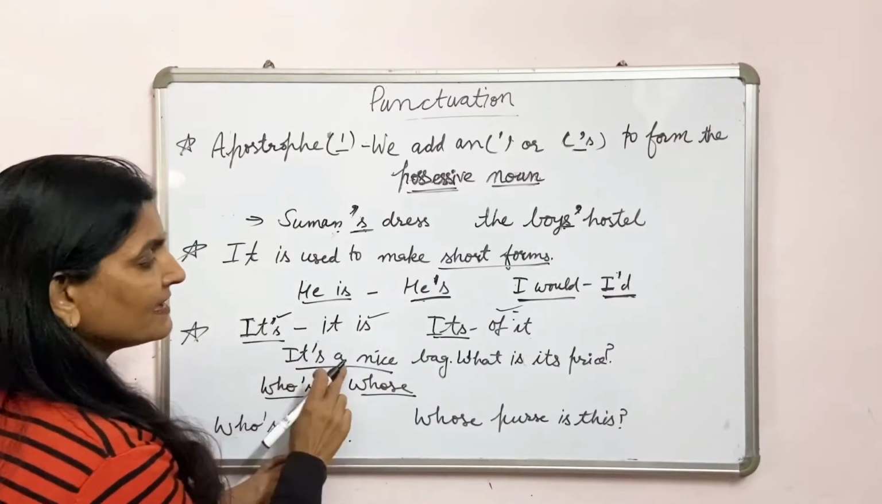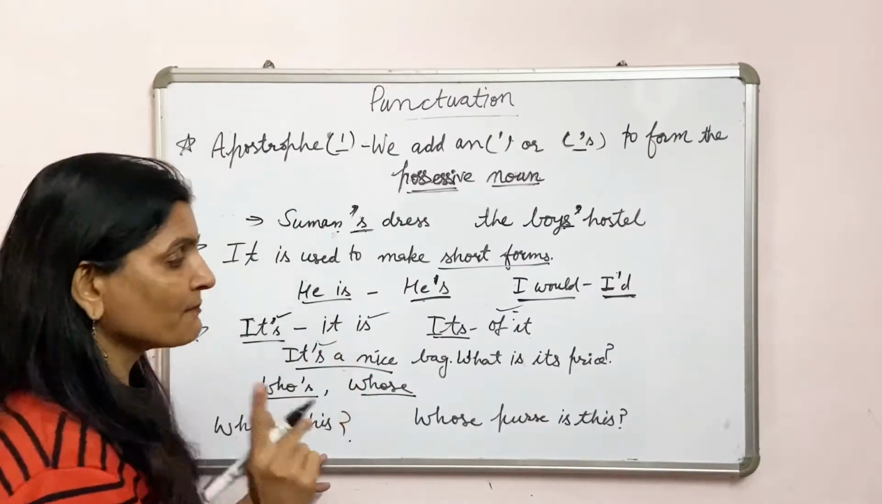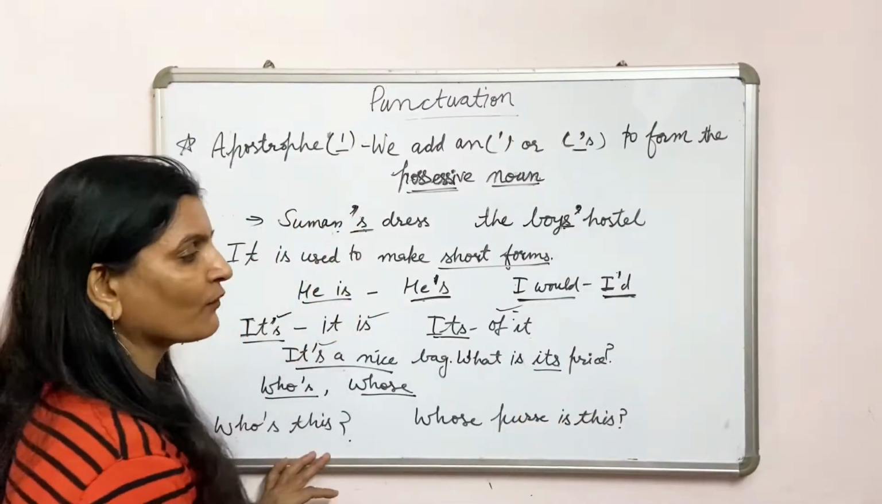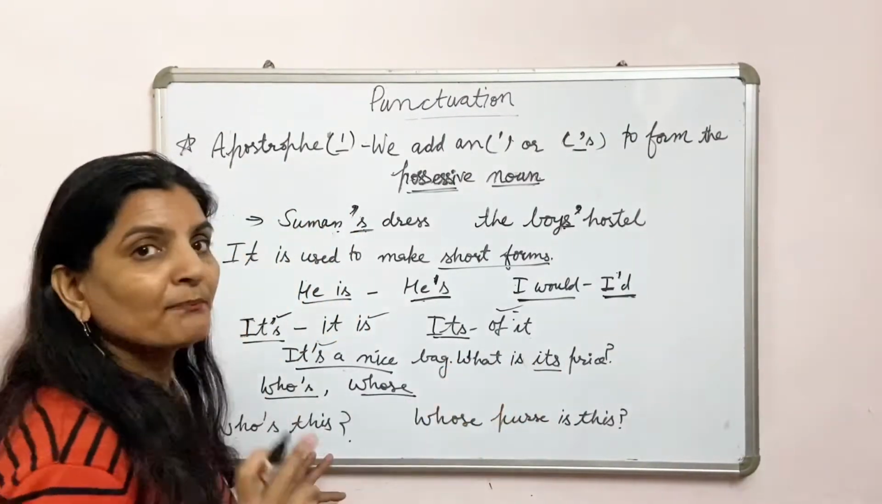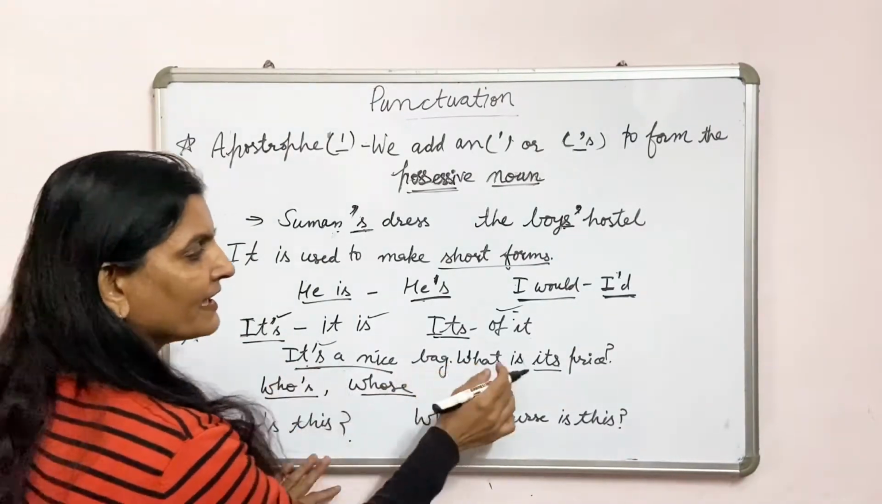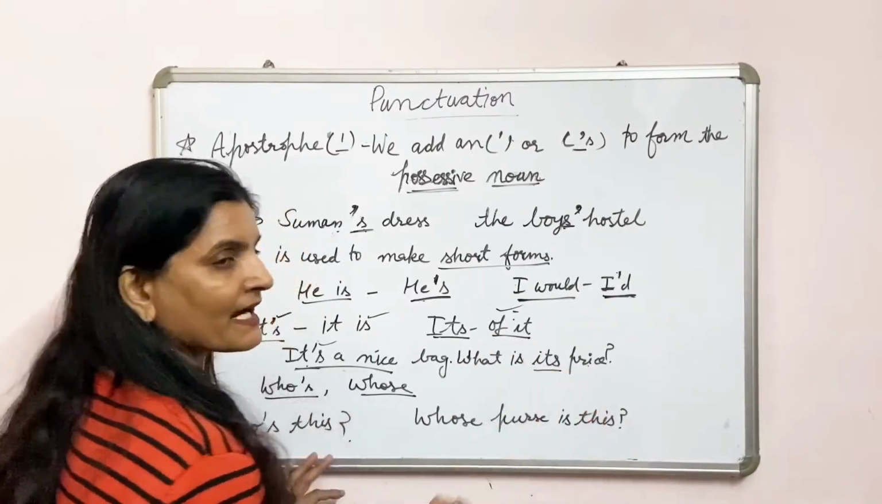It's a nice bag. It's means it is a nice bag. And what is its price? It means what is the price of the bag. Here we are talking about the thing, and here we are talking about of it, meaning the price of it.